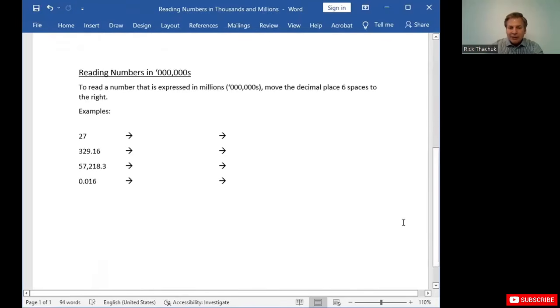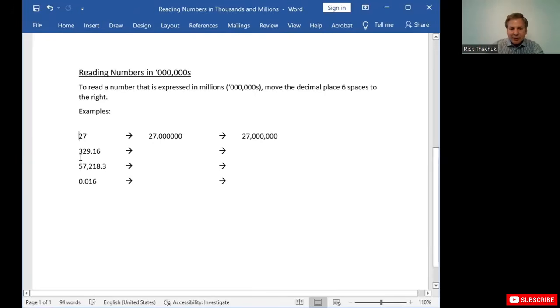Reading numbers in millions. To read a number that is expressed in millions, move the decimal place 6 spaces to the right. So let's take a look at some examples. This number 27, this number is in millions. Well, this is my decimal after the 7, so I can add as many zeros as I want to. Let's add 6 zeros after the decimal. And the reason I do that is because now I'm going to move this decimal place 6 places to the right. And if I do that, the number becomes 27 million.